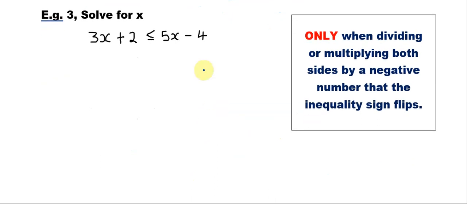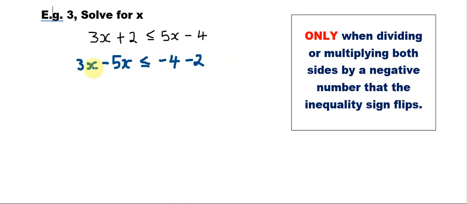So let us solve for x here in example 3. So we have 3x plus 2 is less than or equal to 5x minus 4. So the first thing we can do here, as in with solving linear equations or other equations, we can group like terms. So we will have 3x, and we bring over the 5x, which will become a minus 5x, less than or equal to. We can bring over the 2 at the same time. So it's going to be minus 4 minus 2.